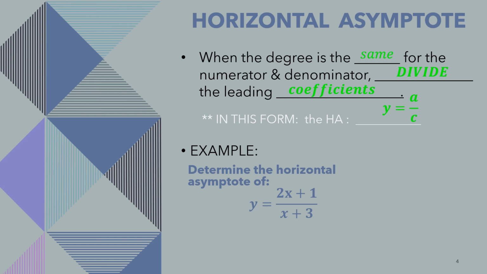In this form, the horizontal asymptote will be the value of a over c, y equals a over c. We have the exact same equation, y equals 2x plus 1 over x plus 3, and we're looking at the degree. I have a 2x, that's x to the first power, over x plus 3, that's x to the first power in the denominator. So they have the same power, so I'm just going to divide those coefficients. 2 over 1, which equals 2. So the horizontal asymptote is y equals 2. We only do it this way when they have the same degree. That can be linear, quadratic, any power, as long as it's the same degree for each of those terms.